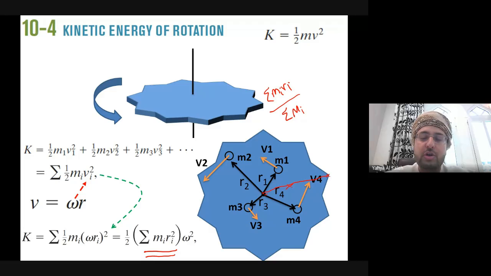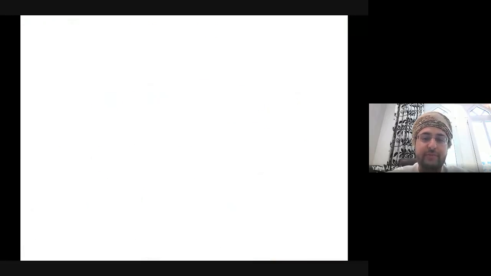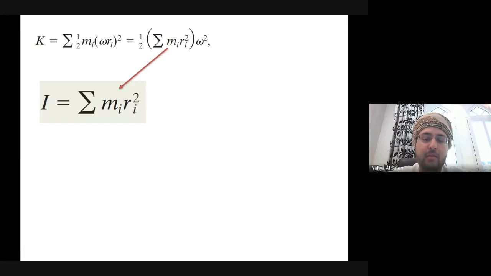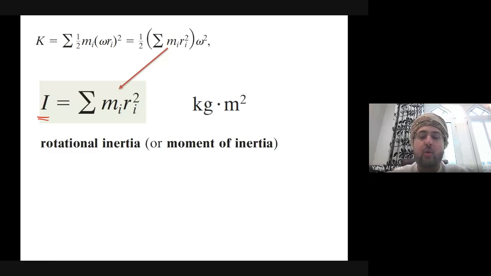Turns out m_i r_i squared is something that we see more and more often. And we give it a name. Let's give it a letter first. We give it a capital letter I, with units of kilograms meter squared. And we call it rotational inertia or moment of inertia.